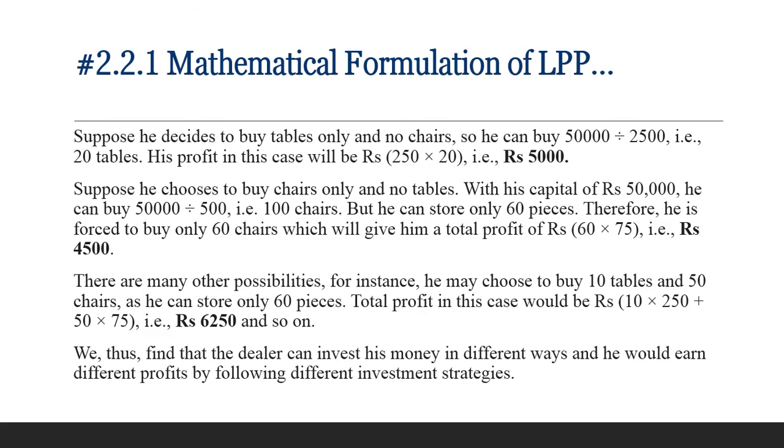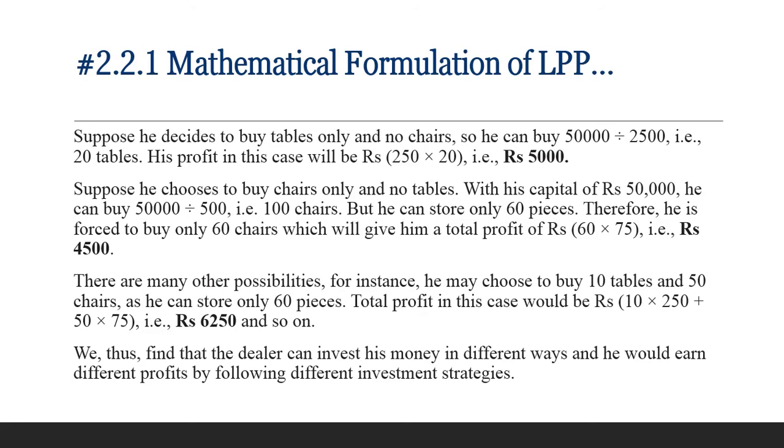Suppose he decides to buy tables only and no chairs. So we first assume that instead of buying chairs, he buys only tables. He can buy 20 tables, that is 50,000 rupees divided by 2,500 rupees per table. So he can buy a maximum of 20 tables. And his profit in this case will be 250 rupees into 20, that is 5,000 rupees. This is option number one.